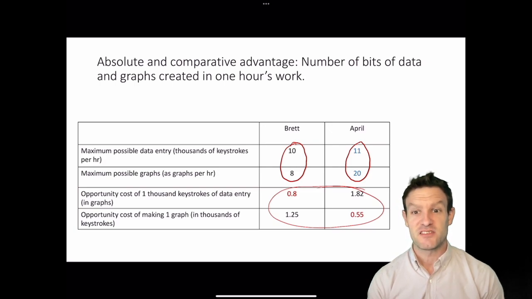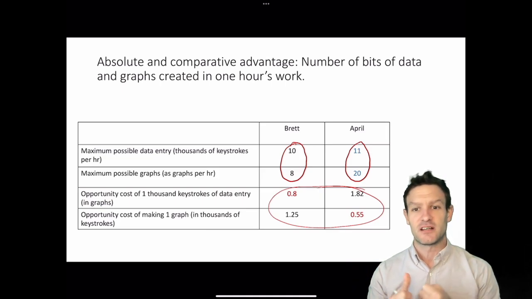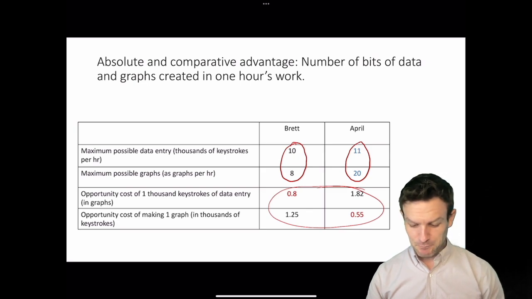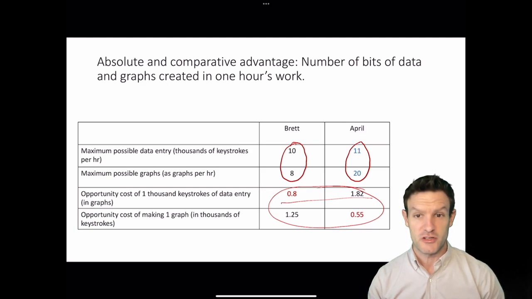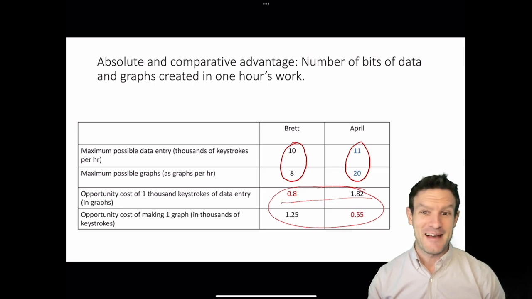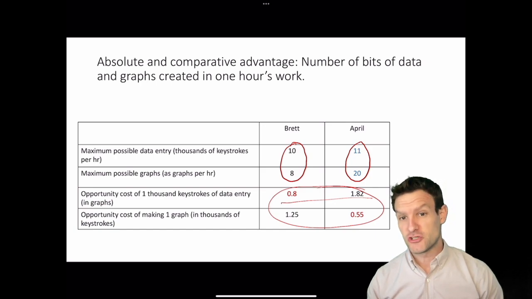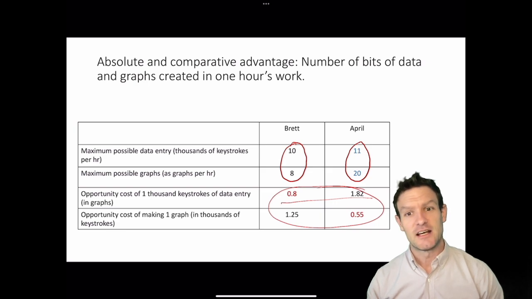But what I want you to think about is, what do I have to do? I have to sacrifice some of one unit in order to get more of another unit. So I'm sacrificing some graphs in order to get more data, or I'm sacrificing some data in order to get more graphs. We've just looked at that first line in terms of who has the lower opportunity cost of data production. But we can also see the converse. April has a lower opportunity cost for producing graphs versus Brett. For graphs, April has to give up 0.55 units of data input, whereas Brett has to give up 1.25 units of data input. As a result, April has the lower opportunity cost for producing graphs. When she has a lower opportunity cost of producing graphs, she has a comparative advantage in graph production.